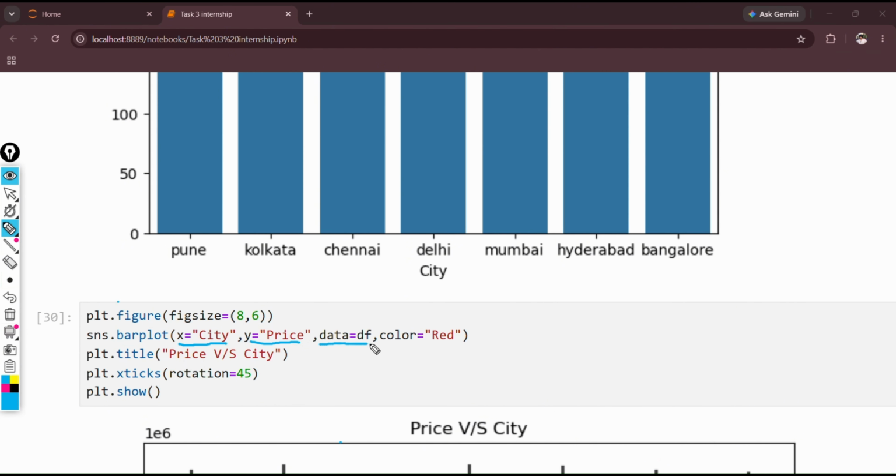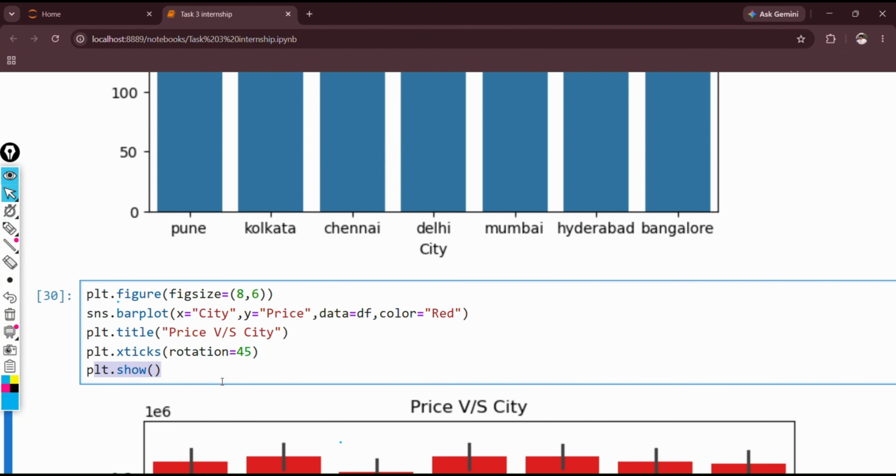The data=df parameter tells Seaborn to use our data frame, and color='red' simply changes the color of all bars to red. Then I am adding a title to the graph so that anyone viewing it immediately understands that we are comparing house prices across different cities. plt.xticks(rotation=45): here I am rotating the city names by 45 degrees. This prevents the labels from overlapping and makes them easier to read. plt.show displays the graph on the screen.